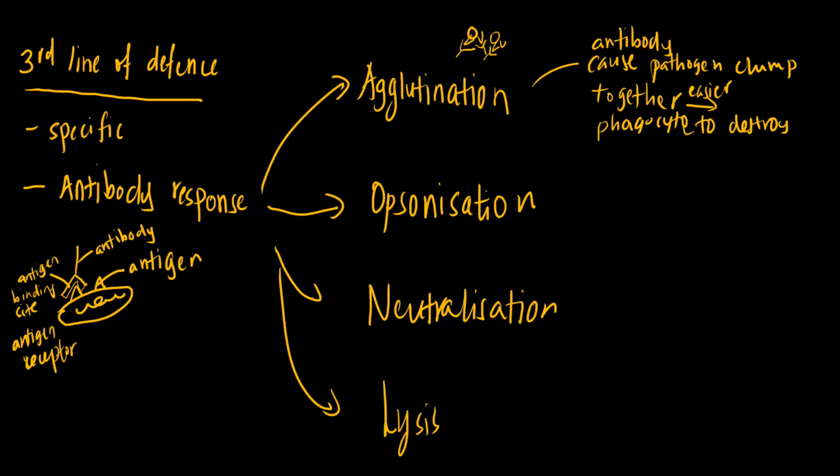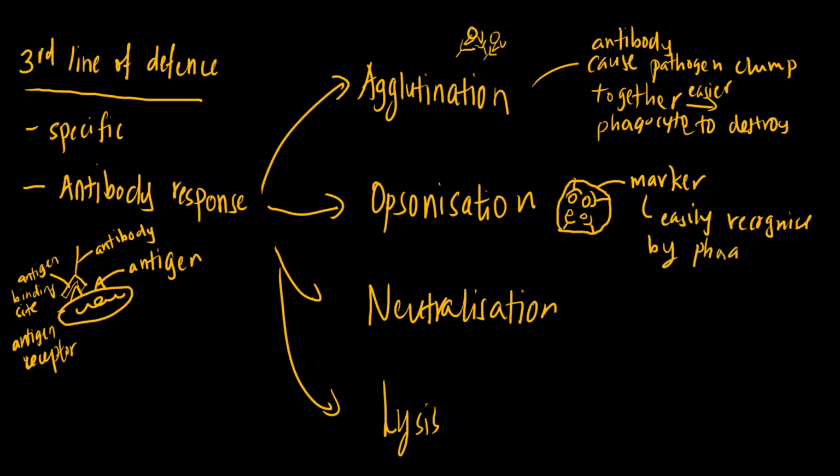In opsonization, let's say this is your bacterium. The antibody attaches to the surface here because we have the antigen binding site. Now they form a layer here. After the antibody binds, they form this layer, and this will become a marker. What is the purpose of this marker? This marker will be easily recognized by the phagocyte. And we know that once the phagocyte comes into work, it will trigger the phagocytosis process.